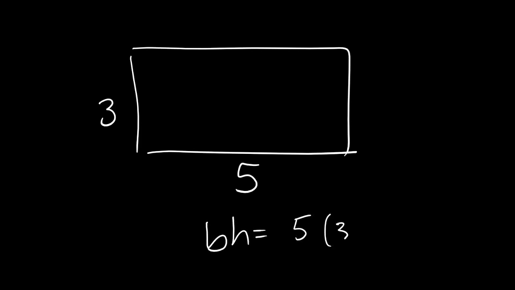Let's do a couple of examples. Say that this is a rectangle, and this side is 3, this side is 5. What is the area? Simple. Base times height. The base is 5, and the height is 3. 5 times 3, that's 15 units squared. Great. Since this is very similar to the square, we'll move on.